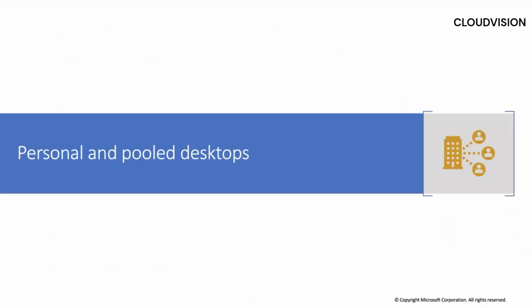So when we talk about pools and desktops, what exactly is it? In a very simple definition, pools, pooled desktops or personal desktops all fall under host pools, right? So what exactly is a host pool? A host pool is nothing but a simple collection of what? VMs. How many? One or more than one. Within where? Within my virtual desktop setup and environment.